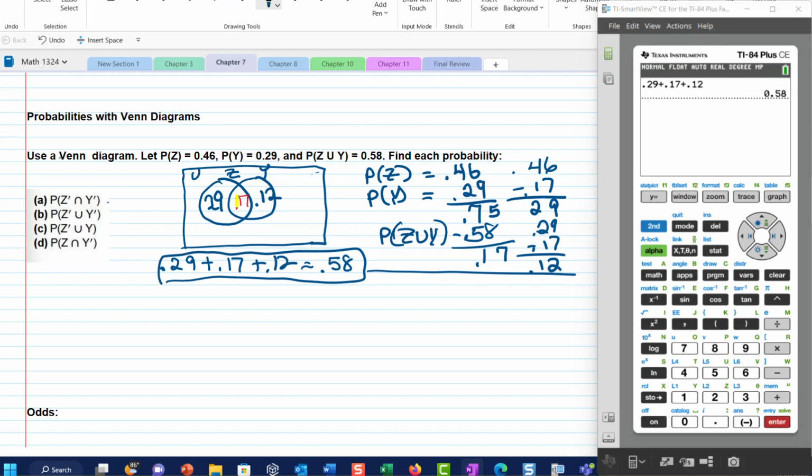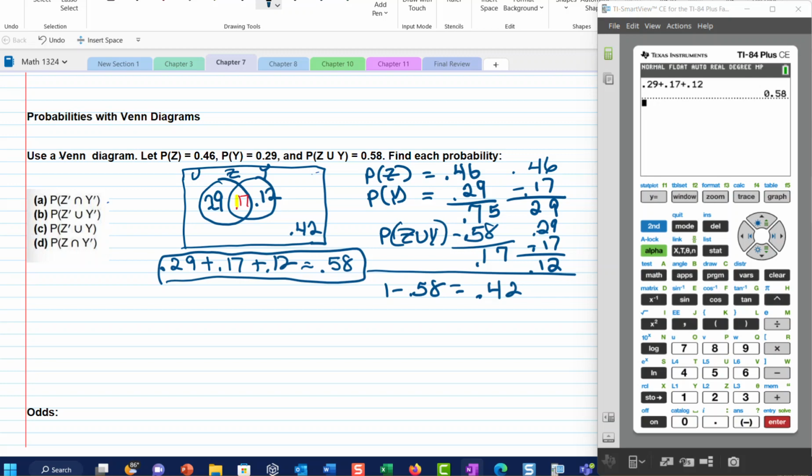All right, so if I have 1 minus the 58, I'm going to get 42 hundredths. And that's what's not in one or the other circle. It's floating outside because it has to equal 100%.